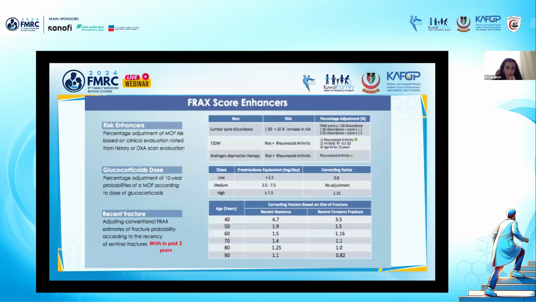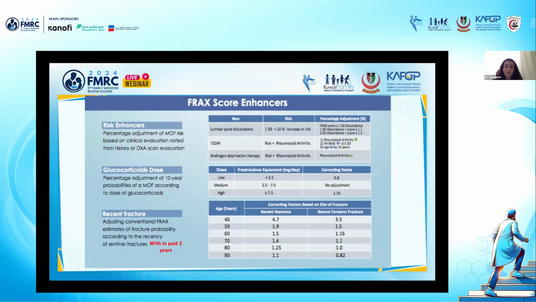Let's move on. Okay, there are a few FRAX score enhancers. What does that mean? There are some risks in the FRAX tool that don't have an exact range. For example, the patient is on glucocorticoids, but we don't know what the dose is. What's the dose of the glucocorticoid the patient is on? Because in the FRAX we don't have a place for the dose itself. So we have to add that risk according to the patient's glucocorticoid dose.